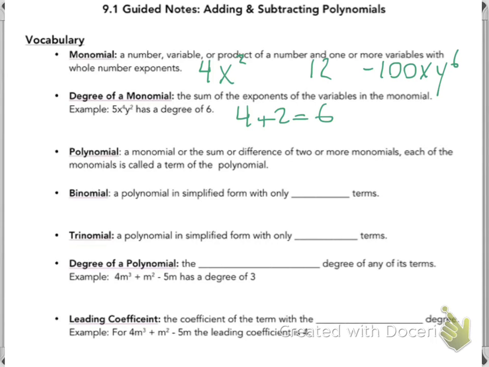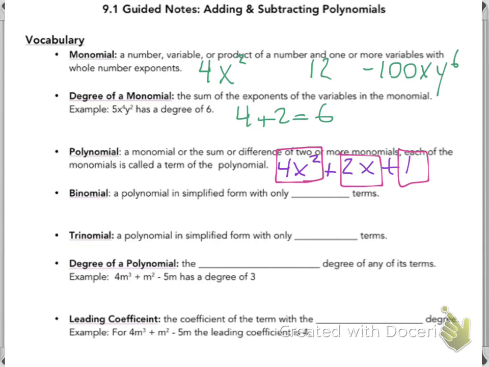A polynomial is a monomial or the sum or difference of two or more monomials, and each of the monomials is called a term of the polynomial. So for example, 4x squared plus 2x plus 1 would be a polynomial, and each term individually, like 4x squared, would be a term of the polynomial. 2x would be a term, and 1 would be a term.